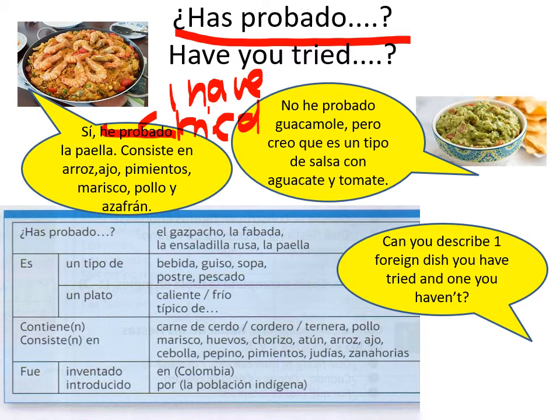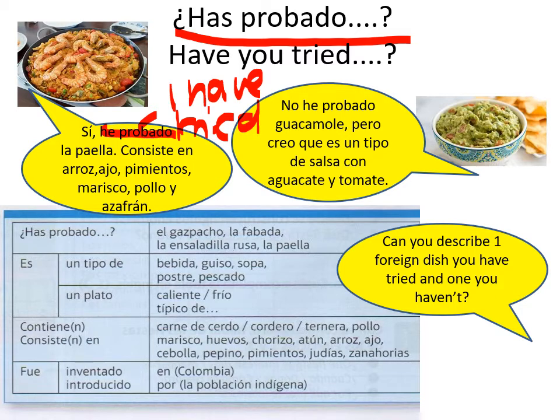So they've said, yeah, I have tried paella. Consiste, we can obviously work out, means it consists of. Arroz, we should know, is rice. Ajo is garlic. Pimientos, peppers. Marisco is shellfish. And pollo, chicken. And azafrán, which is saffron, which is like a herb.